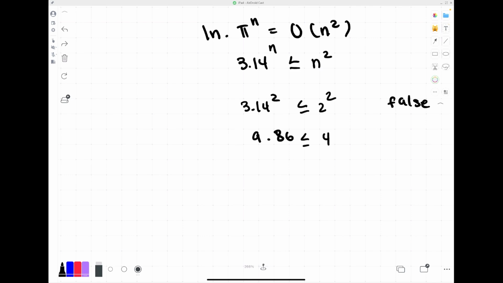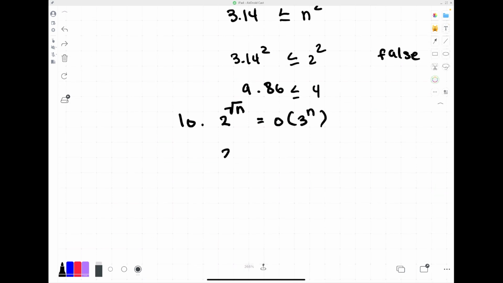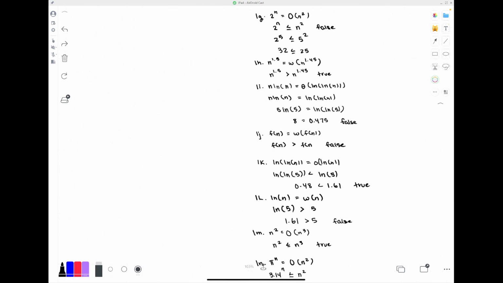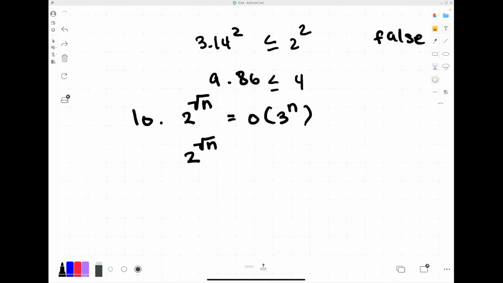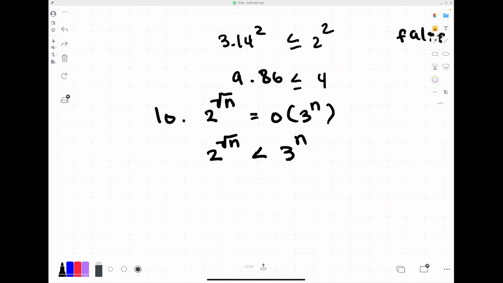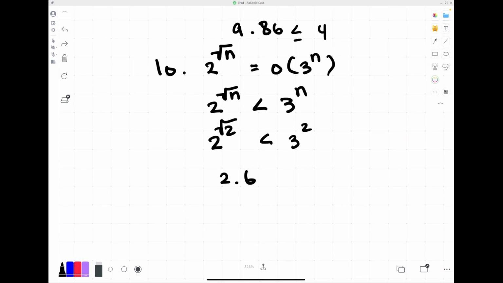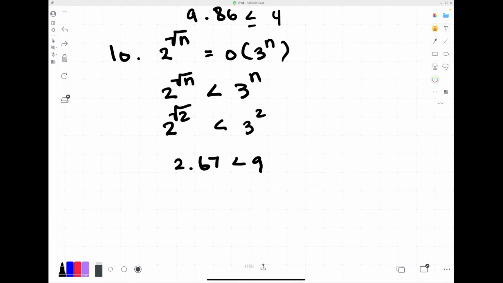Okay, now we can do 1o: 2 to the square root of n is equal to small o, 3 to the nth. 2 square root of n, small o is, let me see, less than. I'm just going to plug in another number again for this. 2 to the square root of 2 is approximately 2.67. 3 squared is 9. And this is true.